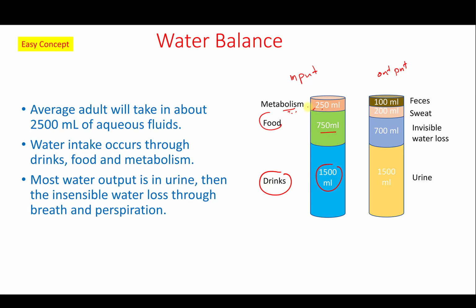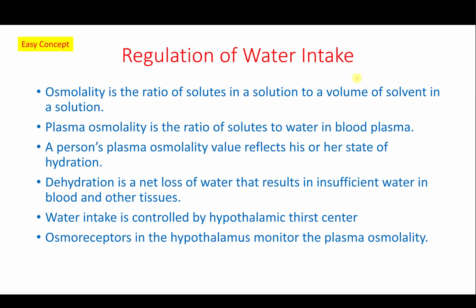Then how does the water get out? Mostly through urine, 1500 milliliters. Then we have the invisible water loss, the invisible respiration, then sweating and feces. All of those will have around 300 milliliters of water loss. So in general, water input should equal water output through the day. Now, how do we feel that we need to drink water? Based on the osmolarity.